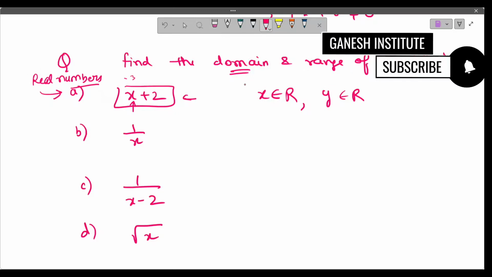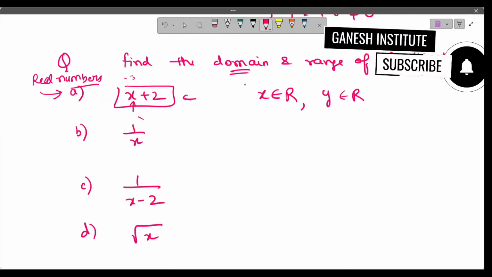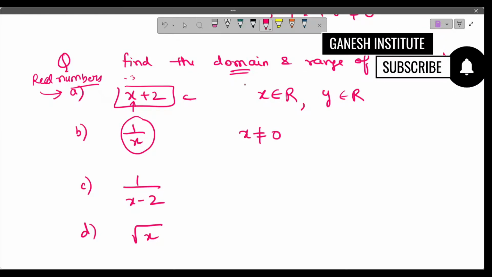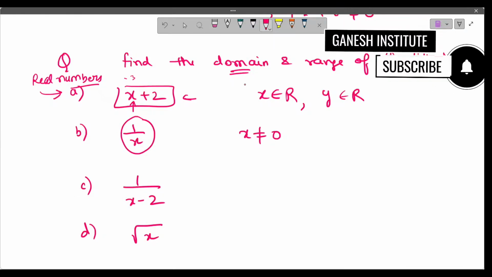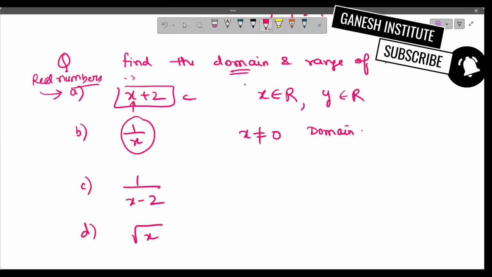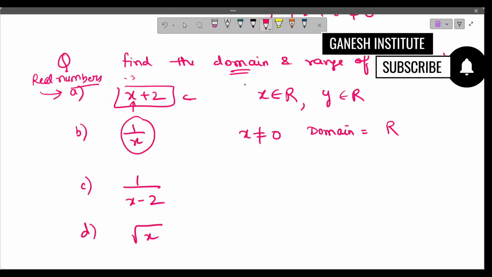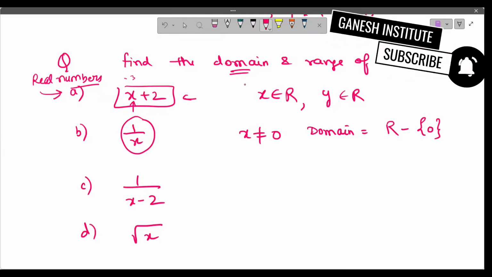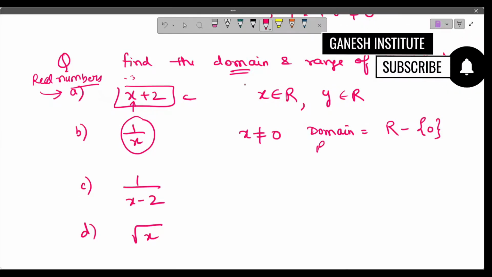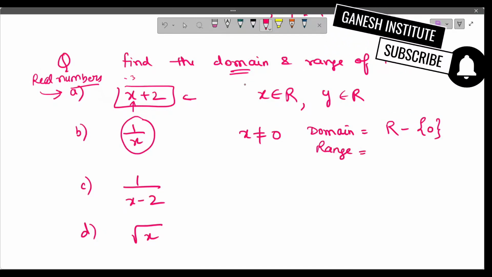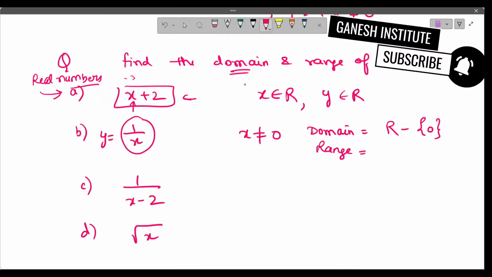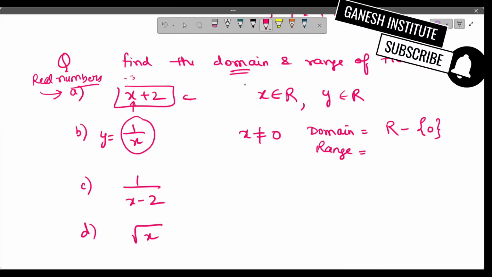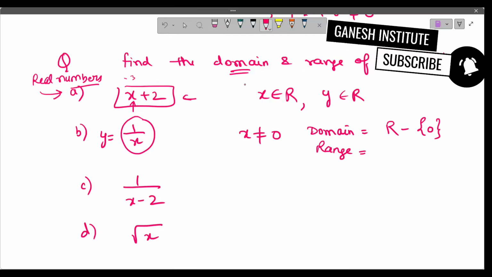But here, what can I not put is the denominator, which can never be 0. So I'll write that domain, that is the x part, is every real number except 0. Is this fine? But range is what? Range is the value of y. So range is real except it cannot be 0.